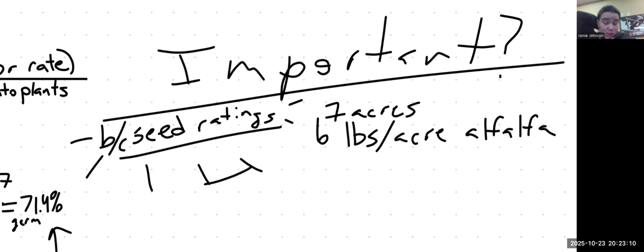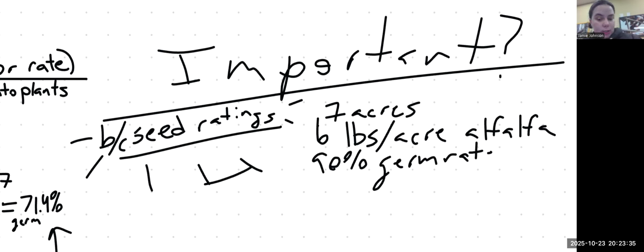So if we have a germination rate, a lot of seed companies are now reaching like 80, 90, 95%. So we'll go 90% germination rate, right? Why is this important, right?